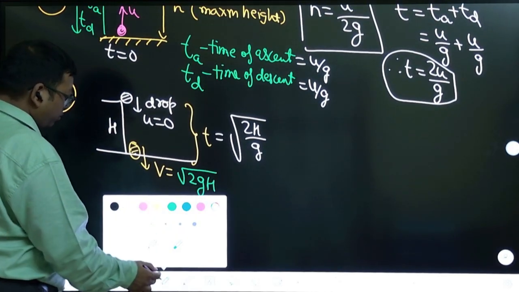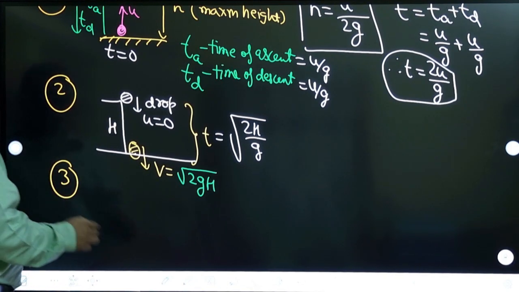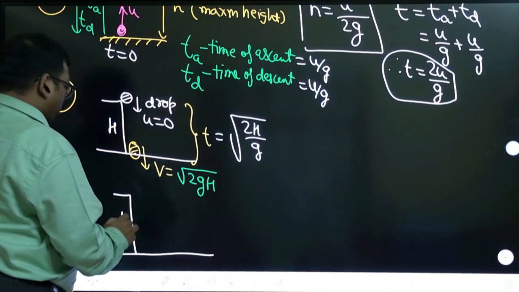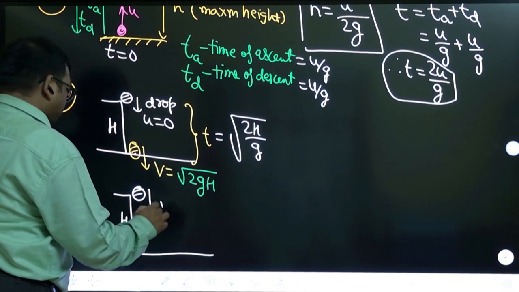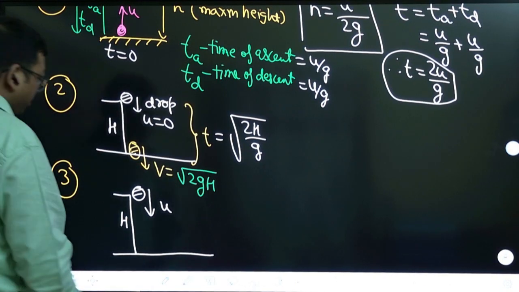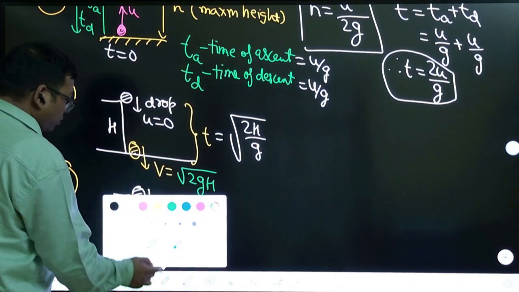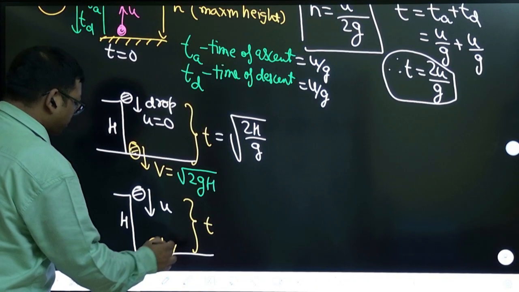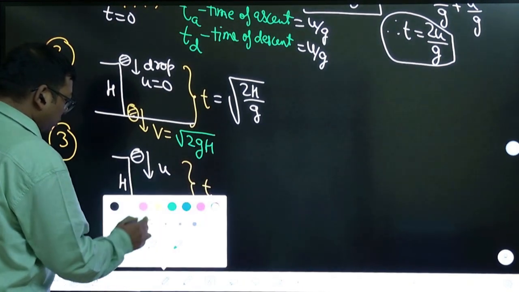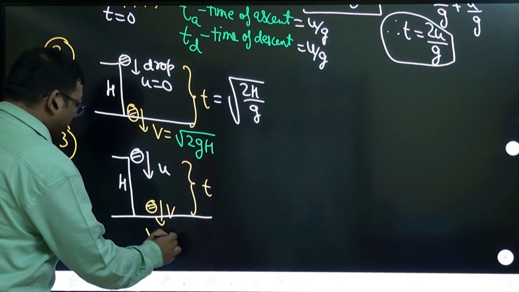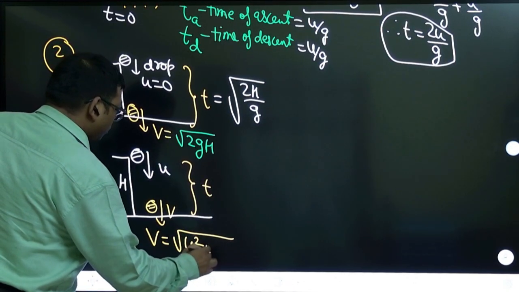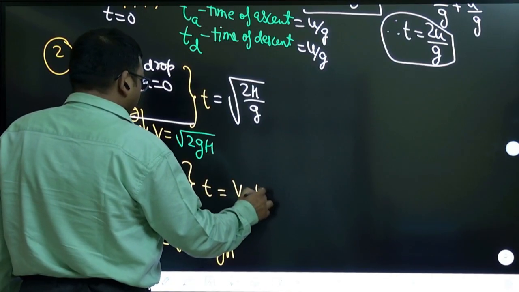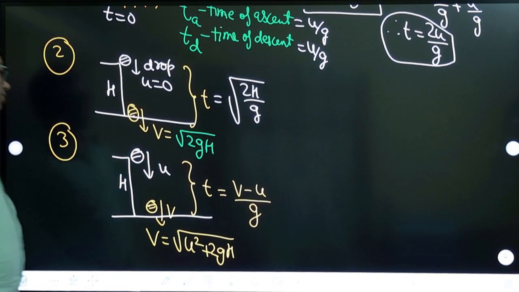The third case, what is the third case? Third case is that you are throwing it, instead of dropping, from this building of height h. You are throwing that body with some speed u. Then again, the same thing you have to calculate. They will ask to calculate what is the time taken and what is the final speed v here. Note that in this case, the final speed v will be calculated as root under u square plus 2gh, and the time will be calculated as (v minus u) by g. You can substitute v here.